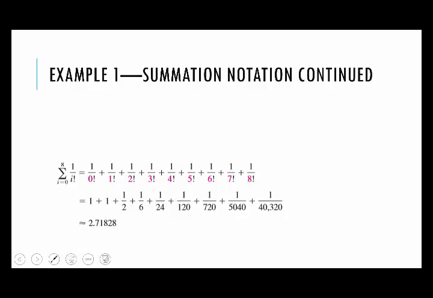Which gets us 1 plus 1 plus 1 half plus 1 sixth, 1 over 24, 1 over 120, 1 over 720, 1 over 5040, 1 over 40,320. And you would add those all up and combine them. Your goal anytime you have a summation notation given is to have a specific number on the outside of it. You're getting a number for this.